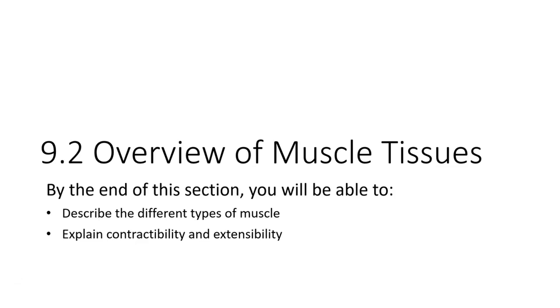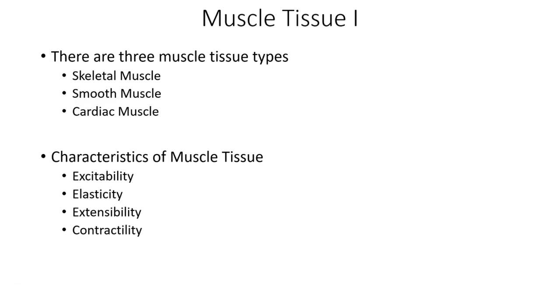So we are going to start off with our first section of this chapter, just an overview of muscle tissues. So remember, from our tissues unit, there are three different types of muscle tissue: skeletal, smooth, and cardiac. We're going to focus most of our energy right now on skeletal muscle. So muscle tissue has some main characteristics that are common to all three types of muscle tissue.